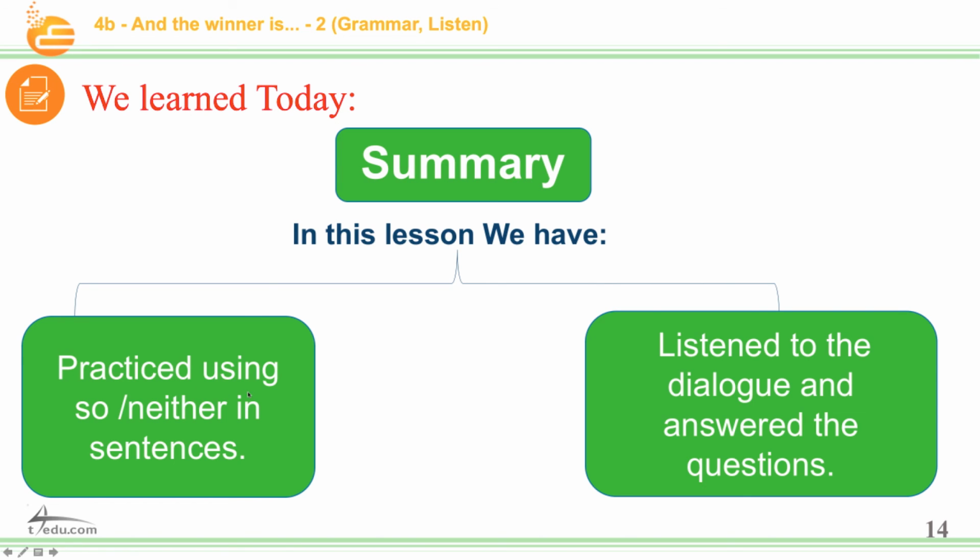This is the end of our class today. We just practiced using so and neither. Don't forget that so is for the affirmative statement, neither for the negative statement, and sentences. And we listened to the dialogue and answered the questions.